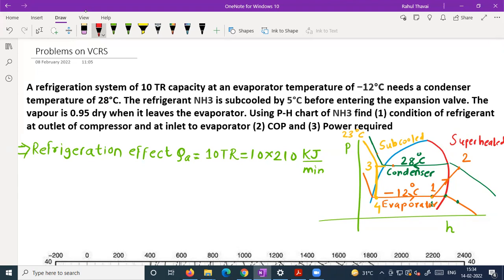Subcooled is on the left hand side of the blue line. On the blue line, we have saturated liquid. Inside the dome, we have wet vapor. On the red line, we have dry saturated vapor. And on the right hand side, we have superheated. Is that okay? Let me know.